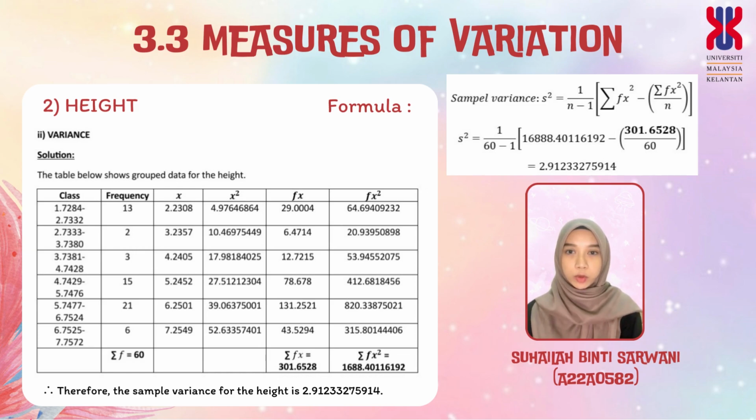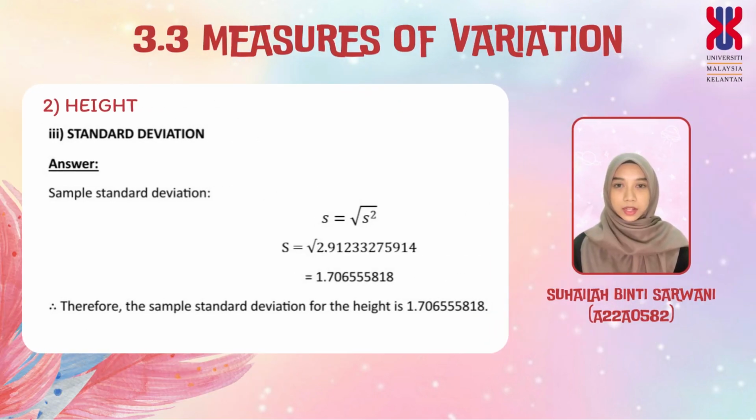Next, for the variance, we can see the table shows grouped data for the height. After using the formula, we get the answer for the sample variance for the height is 2.91233275914. Lastly, for the standard deviation for height, we use the formula in the slide and get the answer for the sample standard deviation for the height is 1.706555818.